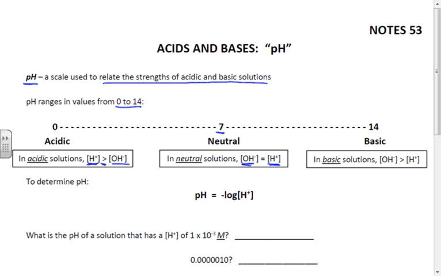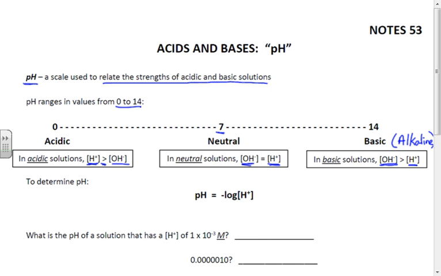And the greater the number of hydrogen ions you have, the more acidic it'll be, the closer to 0 on your pH scale. On the other hand, if you start to have more hydroxide ions than hydrogen, then you will start to have a more basic or alkaline solution. Alkaline is another way of describing a basic solution.